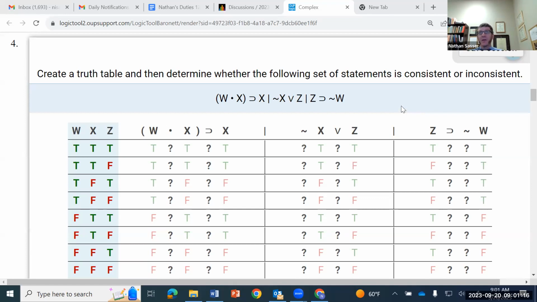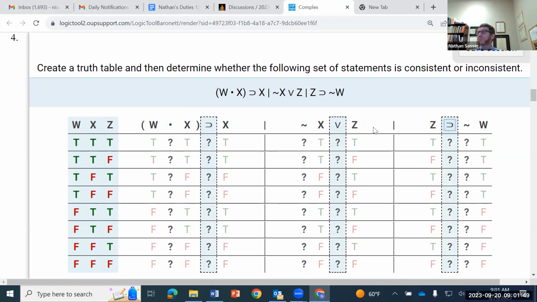We're going to identify the main operators of each one of these, and then we're going to see, is there at least one line where all the statements come out true. So first, let me identify the main operators. Remember, with this one, it's the horseshoe because the main operator can never be inside parentheses. This is the only logical connective outside the parentheses. With this one, it's the wedge because it ranges over this disjunct, which is not X, and the other one, which is Z. It ranges over the whole thing. And here it's the horseshoe.